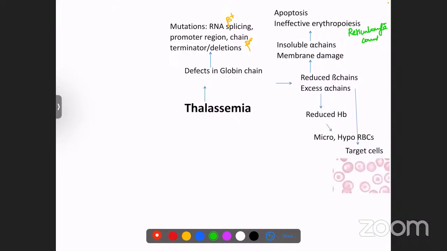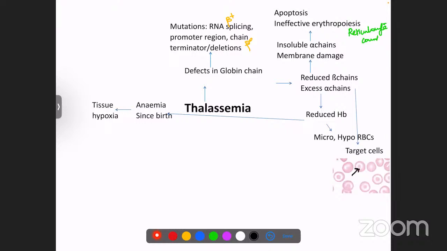Along with that, you see these target cells. So what does this target cell have? It is the excess alpha chains which will be accumulated as target cells. So again, reduced hemoglobin since birth. So the baby will have anemia since birth. So it means the entire organs of the child will have tissue hypoxia.